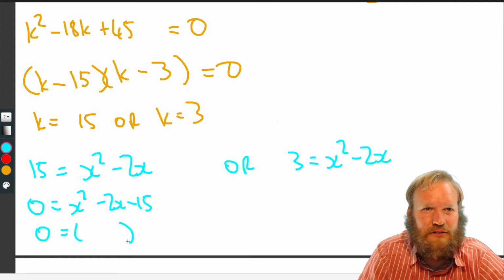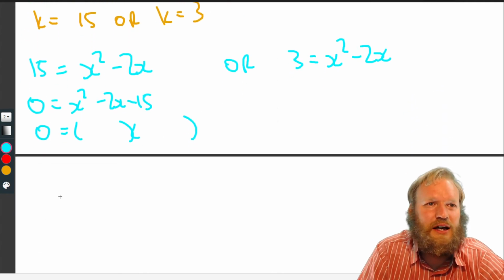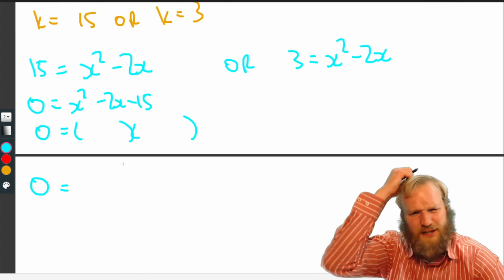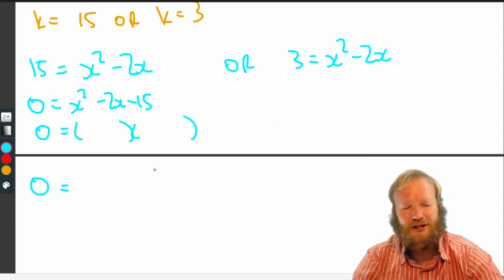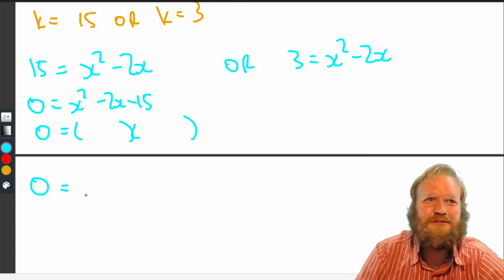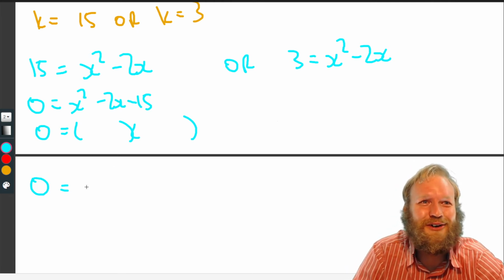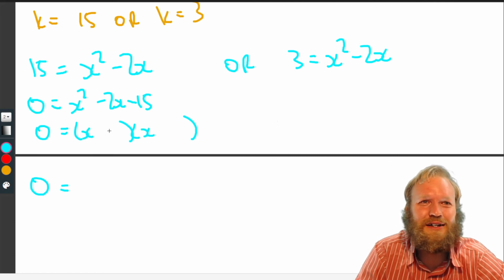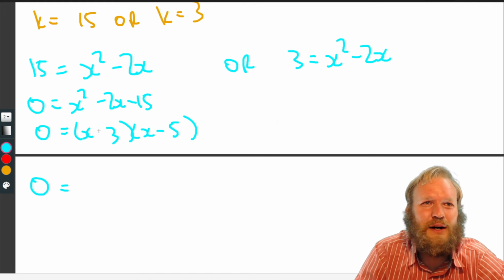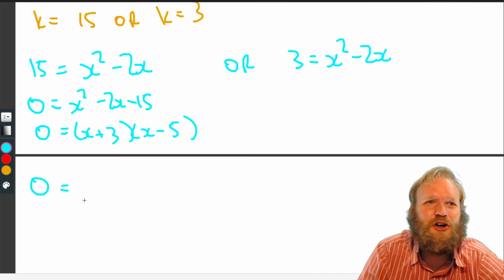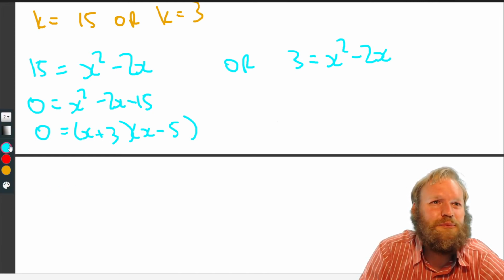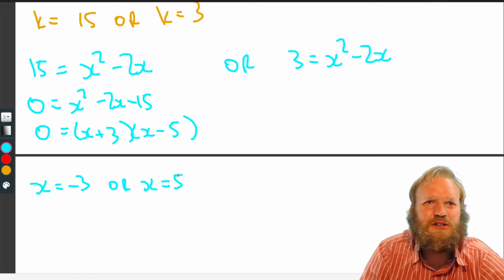Okay, so again, factorize, bracket, bracket, and we have 0 equals, let's see if we can do a bit better on this one. The last one, that 15 and 3 stumped me for some reason. And so this one's a bit easier. I've got the 3 in my mind, so I'm going to go 3 and 5. Let's go minus, plus, check it. Seems to work nicely. So we got x equals negative 3 or x equals 5.